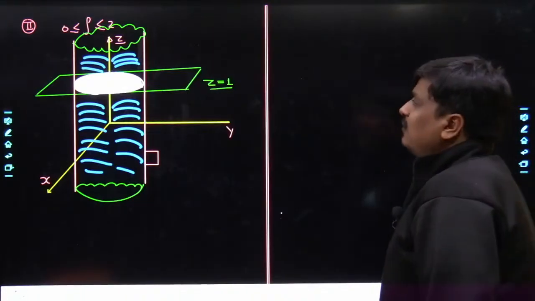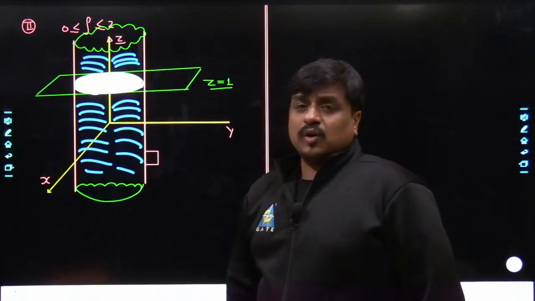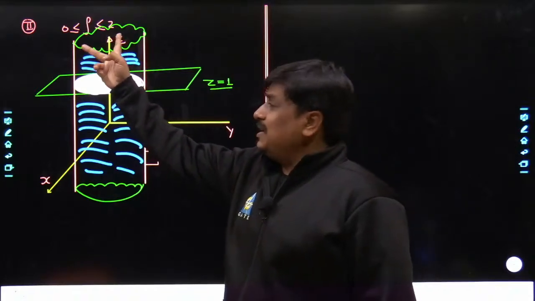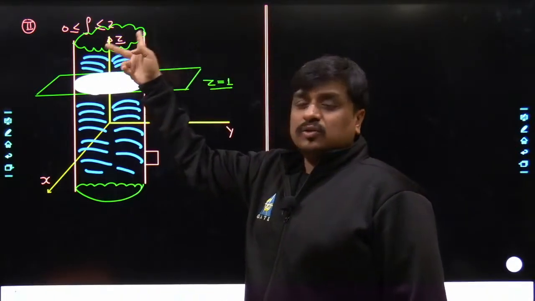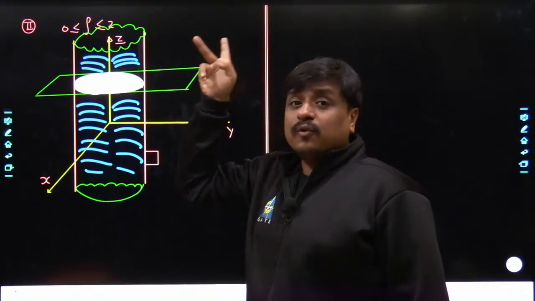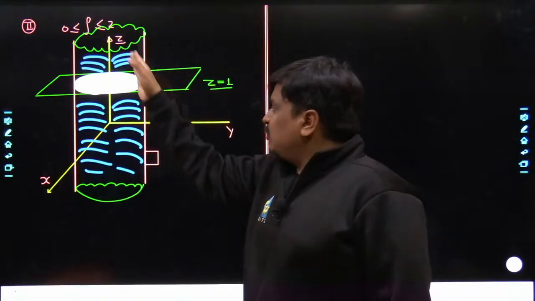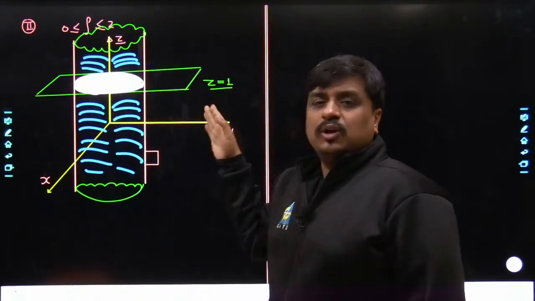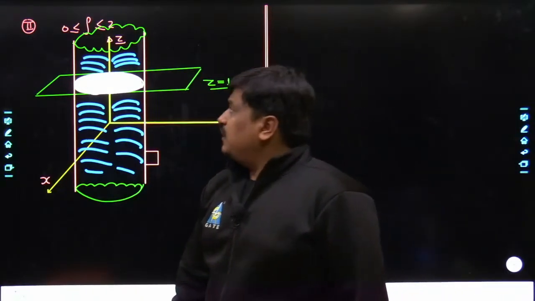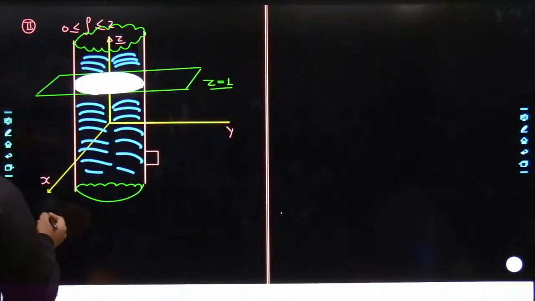Now here what I have done, rather than fixing the value of rho, rho has been taken in a range between 0 to 2. So obviously in between 0 to 2, it started from 0 and went till 2, so it's going to be a solid cylinder. You can have another example.